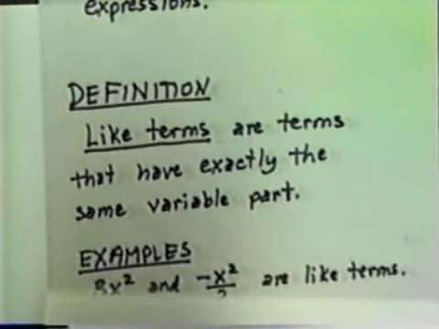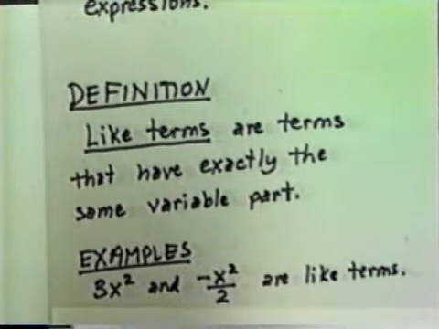For example, 3x squared and the opposite of x squared over 2 are like terms. Notice that the variable part in 3x squared is x squared. The variable part in the opposite of x squared over 2 is x squared. Therefore, these are like terms.